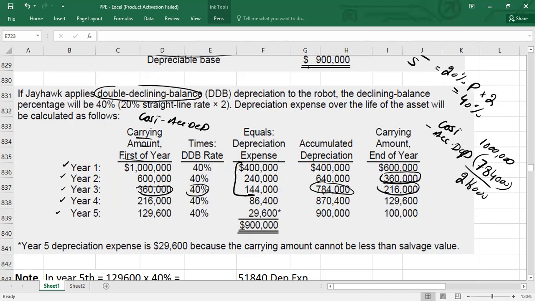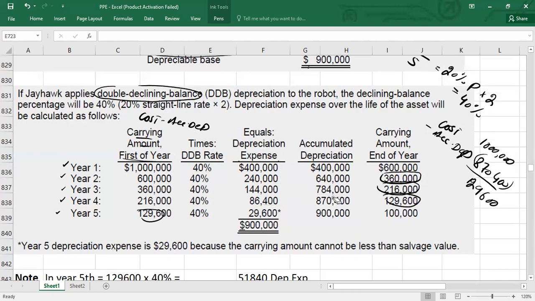So this 216,000 will be the beginning for the next period. Again times 40%, it will be 86,400. And now your accumulated depreciation will include these four depreciations, which is 870,400. Now you will look here, your cost is 1 million at the end of year 4, your accumulated depreciation is 870,400. So your carrying value will be 129,600. This carrying value will be the beginning for the next year.